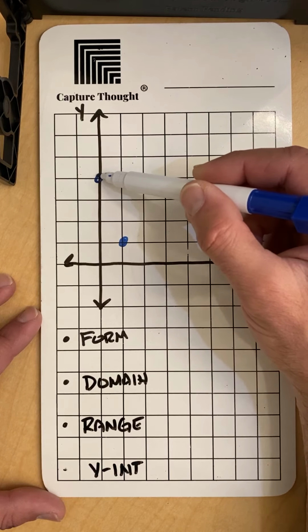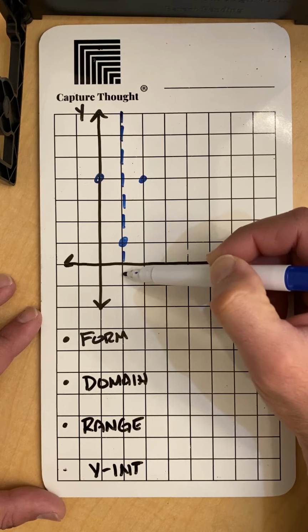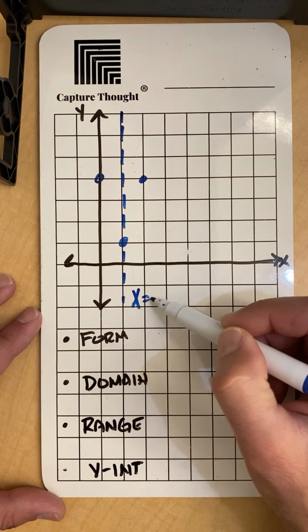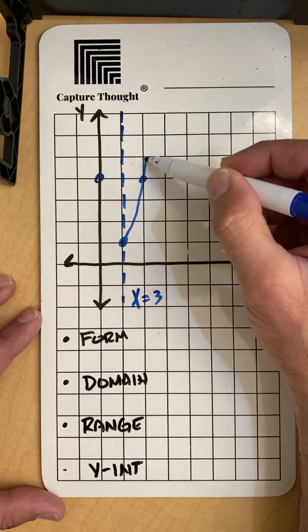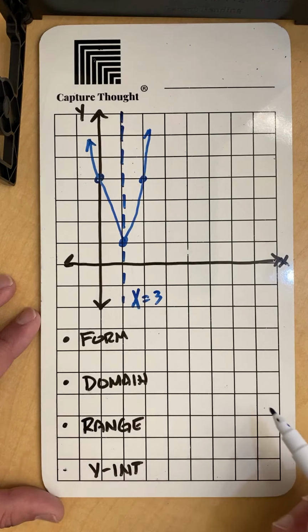1, 2, 3. My axis of symmetry is going to be the line that goes straight through the vertex, which is right here. So that's the line x is equal to 1. And this is going to go up like this. And then this is going to go up like that. Okay, so we're going to answer all the questions here.